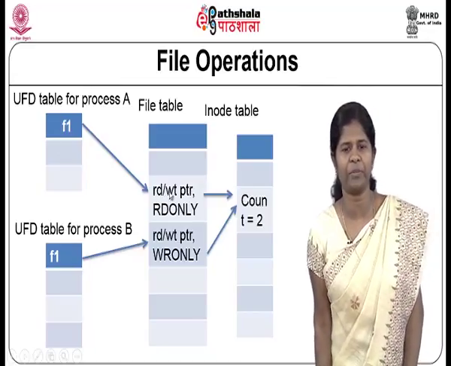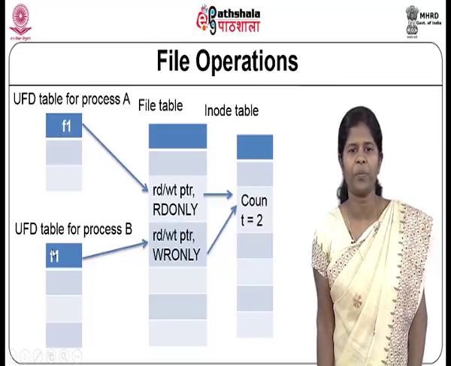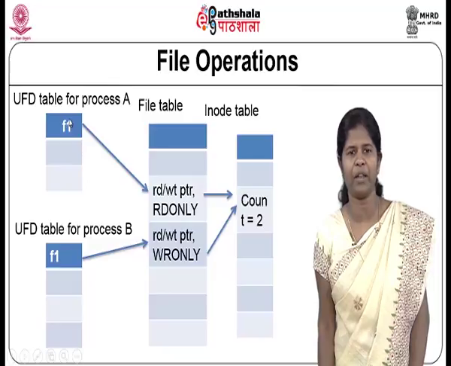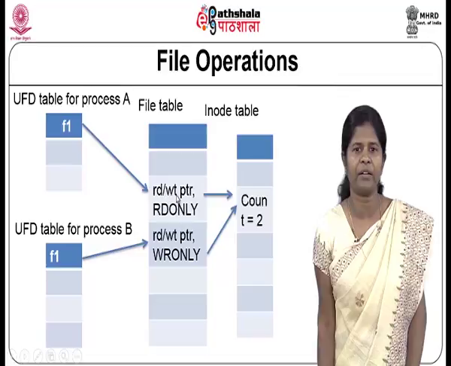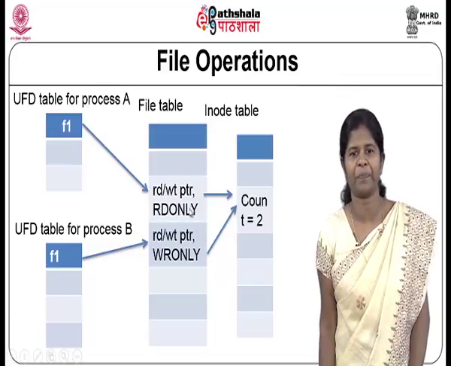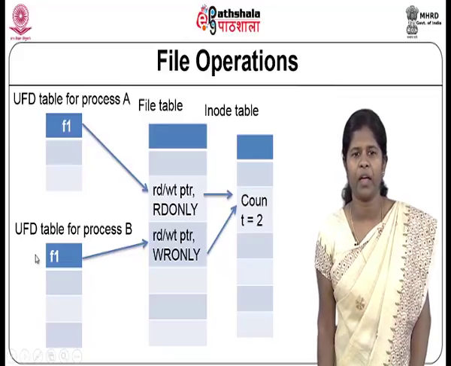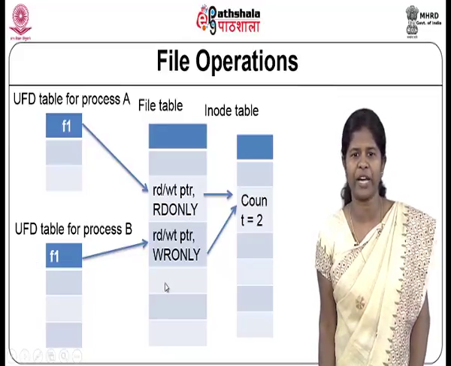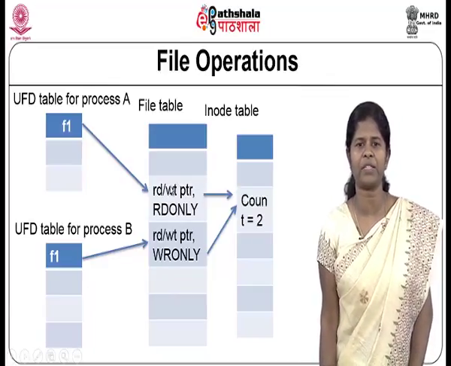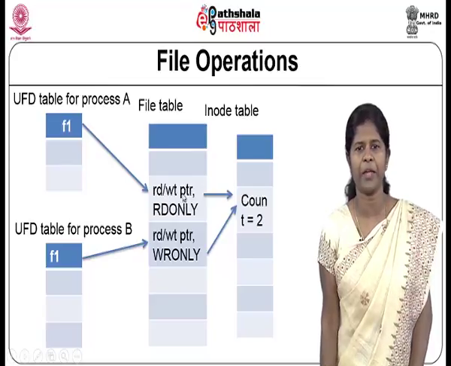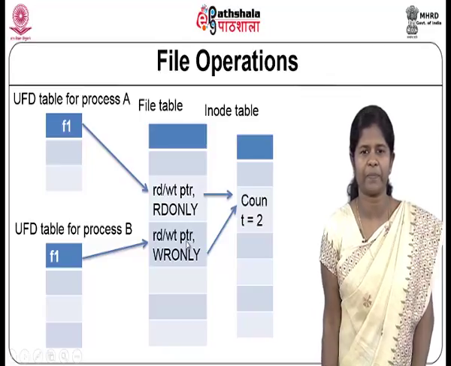table has got information about how process A has opened or how process B has opened that file. Say, for example, if process A has opened F1 in read only pattern, or it has opened the file only for reading, and process B has opened the file only for writing, and a pointer will be maintained here. This is the file pointer that is being maintained for process A, and you also have the file pointer that is maintained for process B.